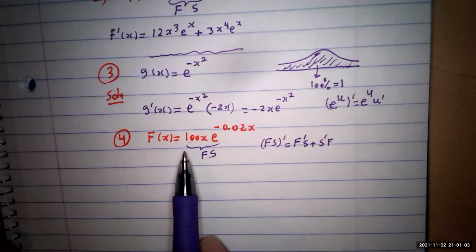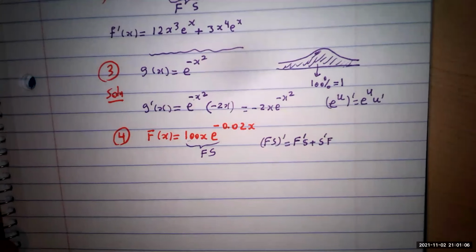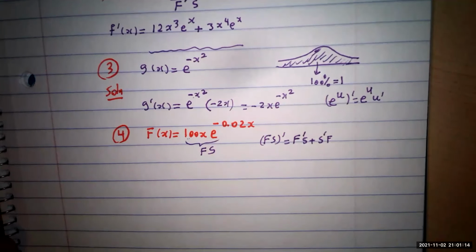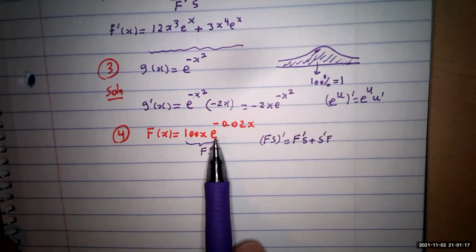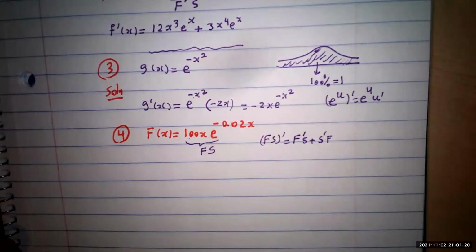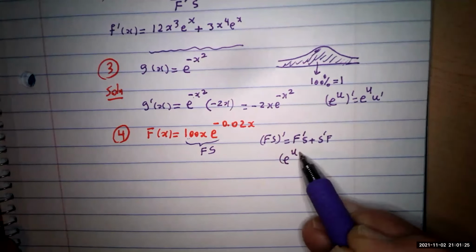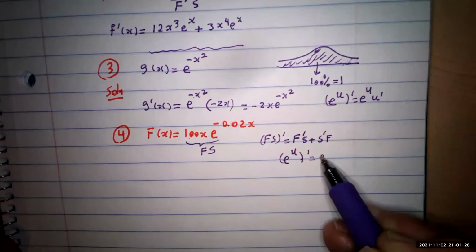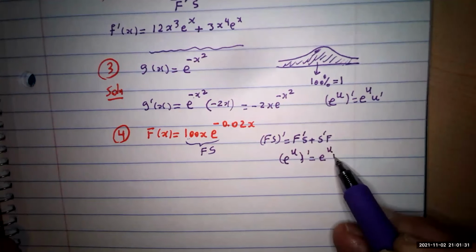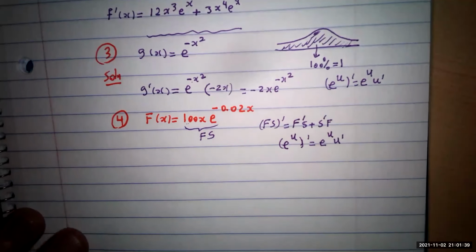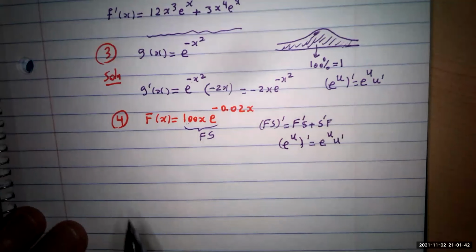Now, the derivative of the first one, 100x, is easy. This will be 100 times the second one. But the derivative of the second times the first is the crucial one. The second one is the e function, but it's e to the u. So for the second part you have to use this formula: the derivative of e to the u is e to the u, but remember, you have to pay for it with u prime. These are the formulas you need to take care of this function. Are you ready? Now let's differentiate it.